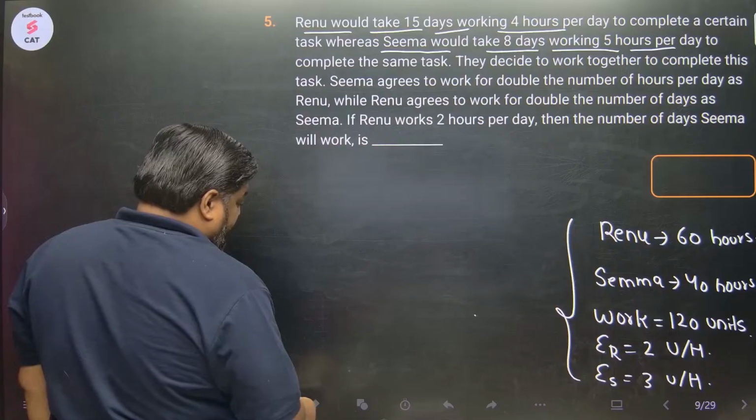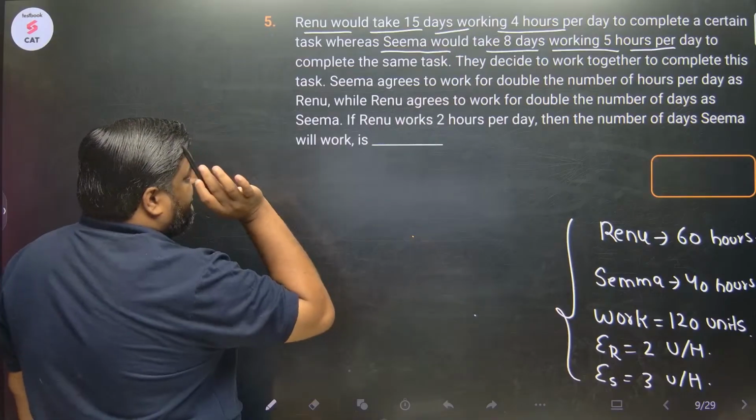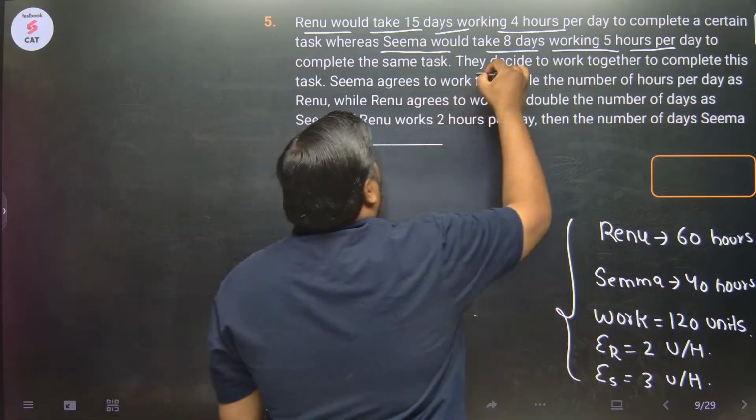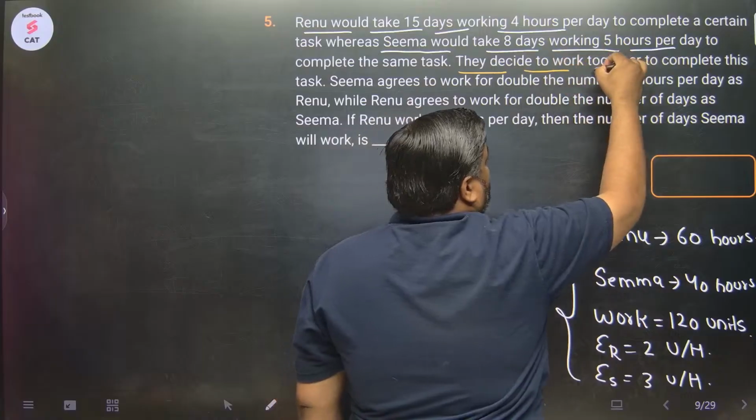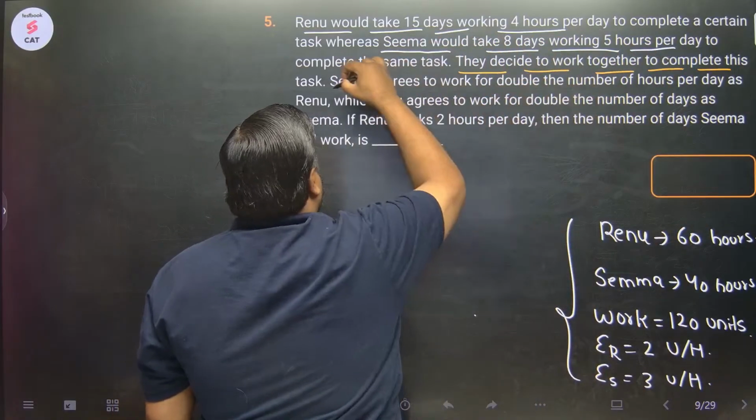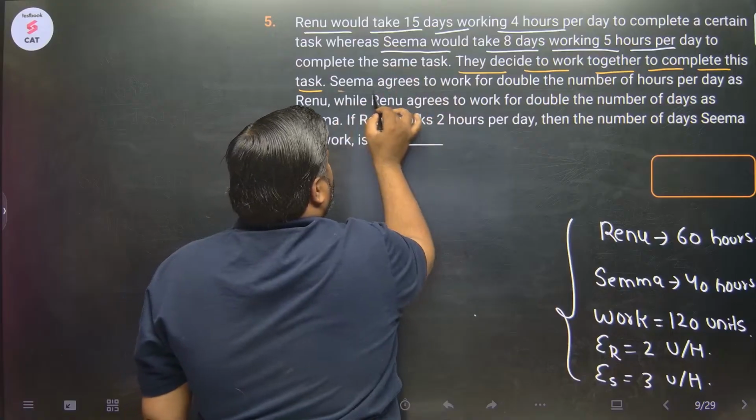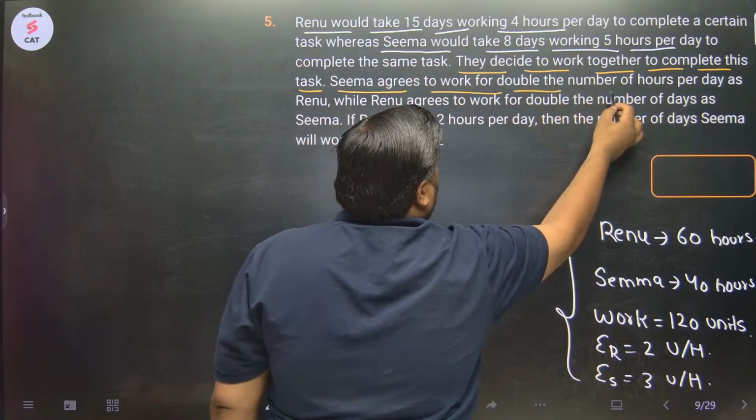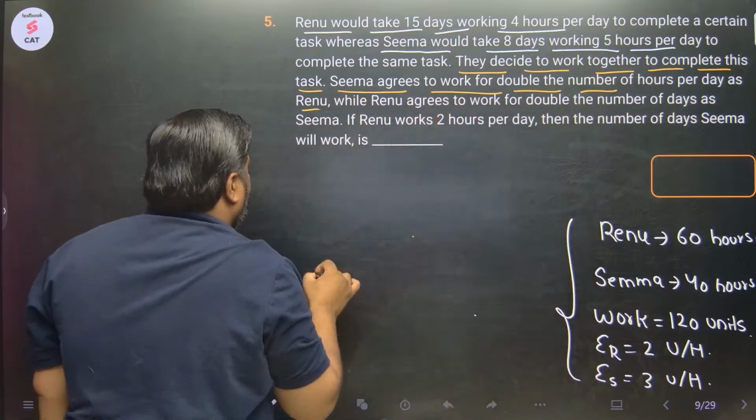चलो, now they have made a special arrangement to complete the work. They decide to work together to complete this task. Seema agrees to work for double the number of hours per day as Renu.